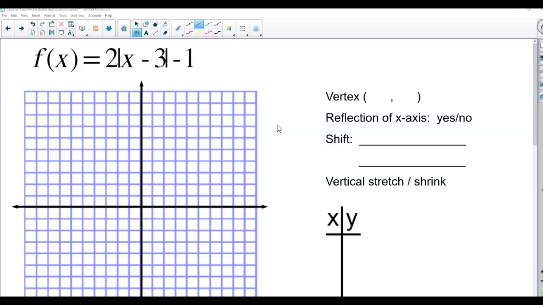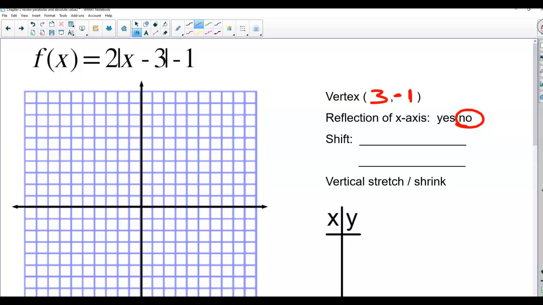My vertex. What makes the absolute value equal to 0? 3. What's this number here with this sign? Negative 1. That's going to be my vertex every single time, whether it's an absolute value graph or a quadratic graph. Okay, that's the vertex. Since the A is positive, we're not reflecting over the x-axis. There's no reflection over the x-axis.